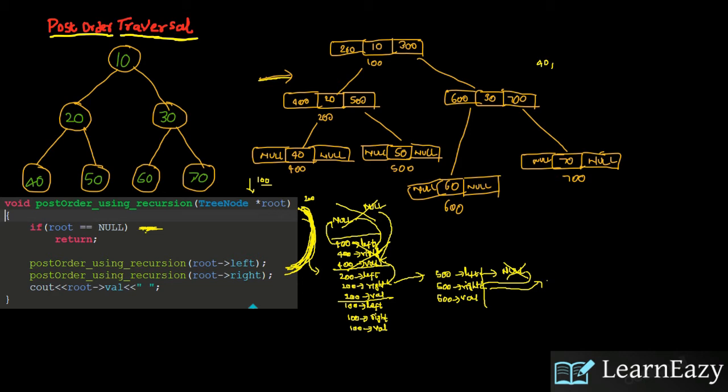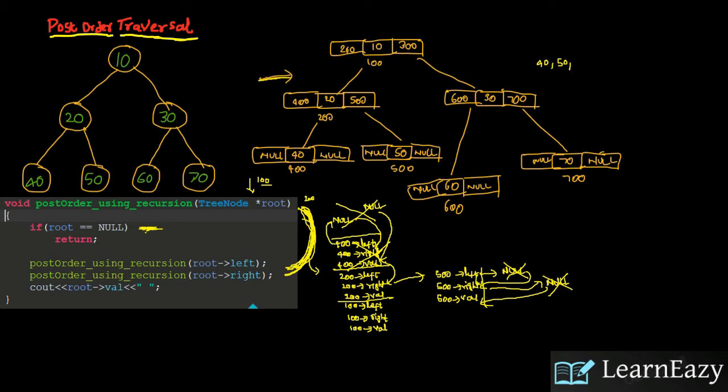500 right will pass it to this function. Here 500 right is equal to null, null double equals to null, then it returns back to here. This stack record will get deleted. 500 value nothing but 50, it will print 50.